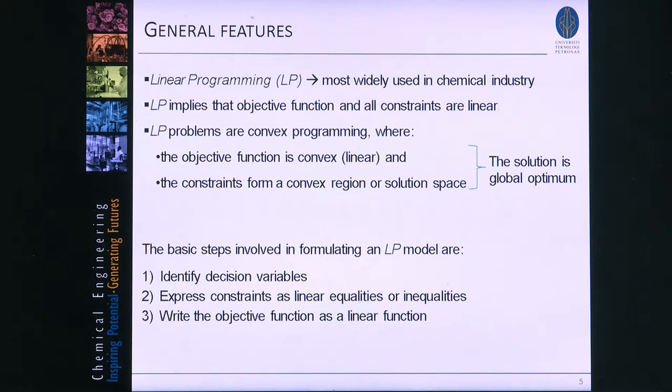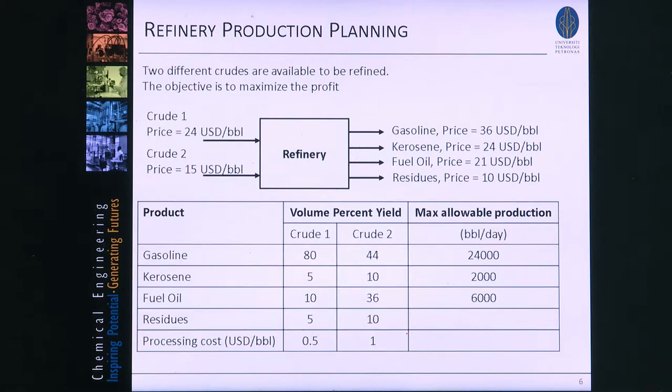The three basic steps in formulating linear programming are: identify the decision variables, express the constraints as linear equalities or inequalities, and then write the objective function as a linear function. These are the typical examples.